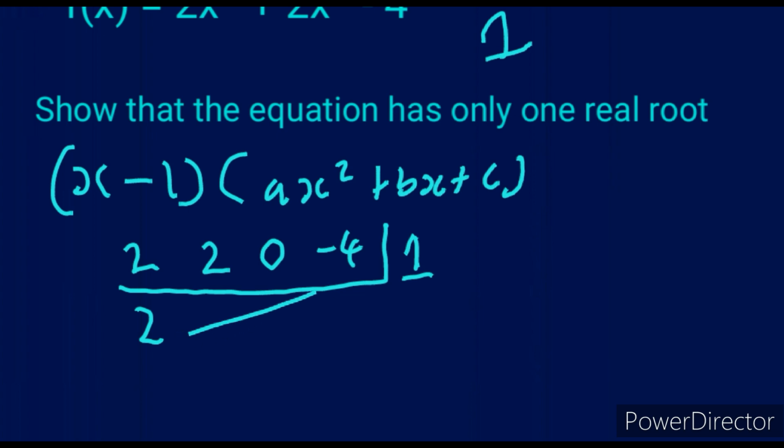So what we'll do with the synthetic division is that we will just put down our first coefficient and then we'll multiply. So 2 times 1 is 2. So we'll just add this stuff. 2 plus 2 is 4. And then we'll multiply. 4 times 1 is 4.